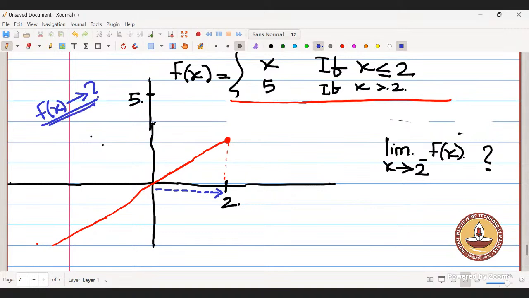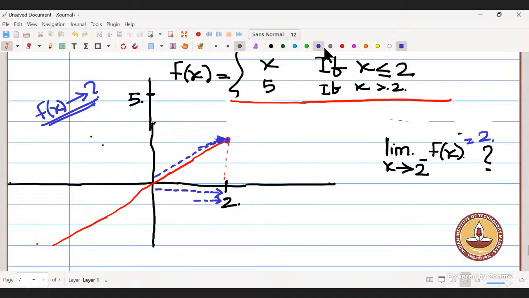So when you are coming from the left hand side of 2, you can see your function is coming towards what? 2, right? Right, sir. It's actually approaching 2. If you come closer and closer to 2, the value of the function will come closer and closer to 2. This point, which is exactly at 2, is precisely 2.